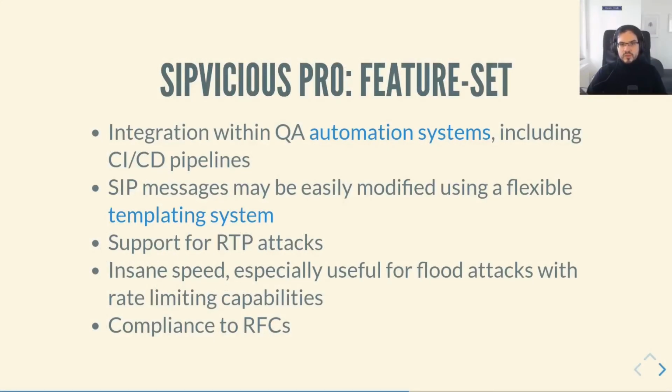So what else do we support? Well, there's RTP, of course, and the tools are extremely fast. This is an important feature because when you want to do certain denial of service tests, you do need speed. And also you need to be able to handle the relatively complex logic that comes with SIP and similar protocols. So we can do that with SIPVicious PRO. And finally, we comply with the RFCs unless the attack requires not to do so.